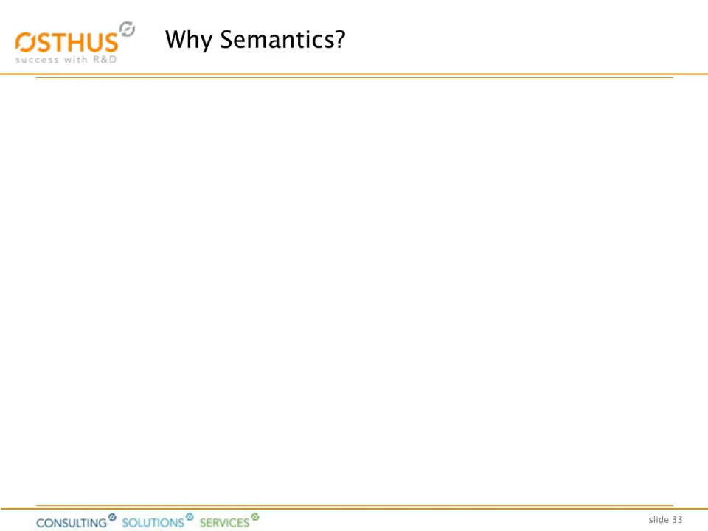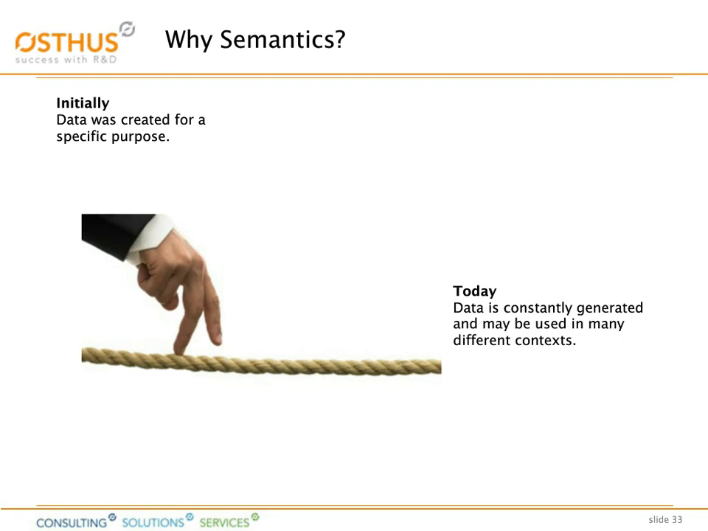So we've discussed several things. We have discussed why data is becoming the driver, also the common challenges in big data, and the semantic solutions that are possible. So in summary, I would say that while initially data was created for a certain purpose, today data is constantly generated and may be used in different contexts that might not be foreseen when the data was actually created.